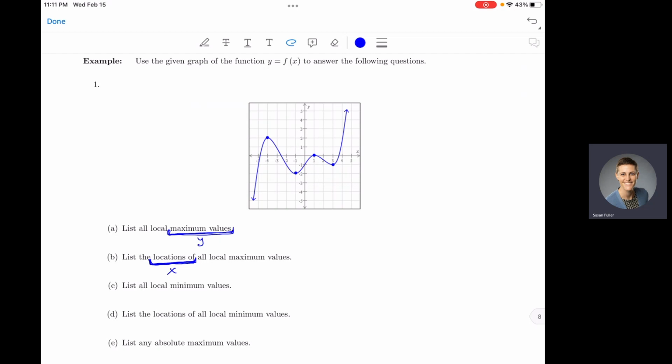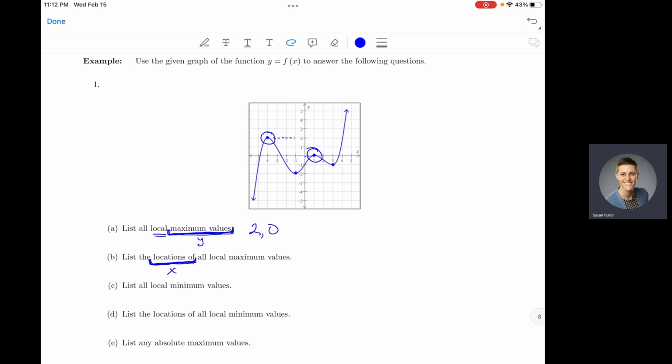So let's start with A here. List all local maximum values. And again, I want max values. I'm looking for the y values of the maxes, the things that are higher than the things around it. And this is local, so I want to include the top of every hill. So top of every hill is here and here. So the local maximum values are the y values associated with these. So 2 and 0 are my local maximum values. You can just list them with a comma in between. Those are our local max values.